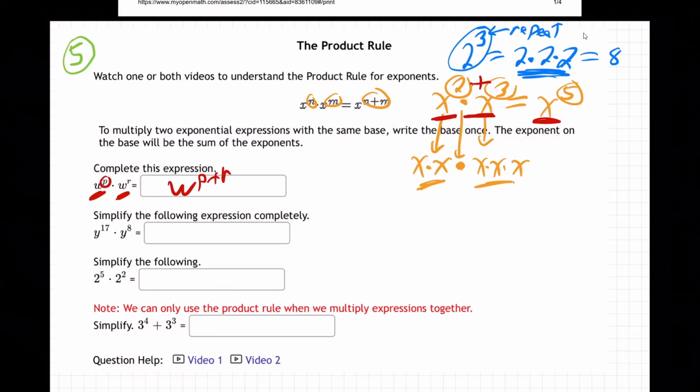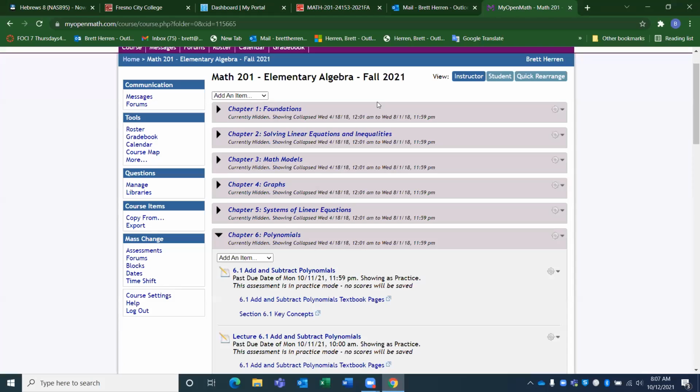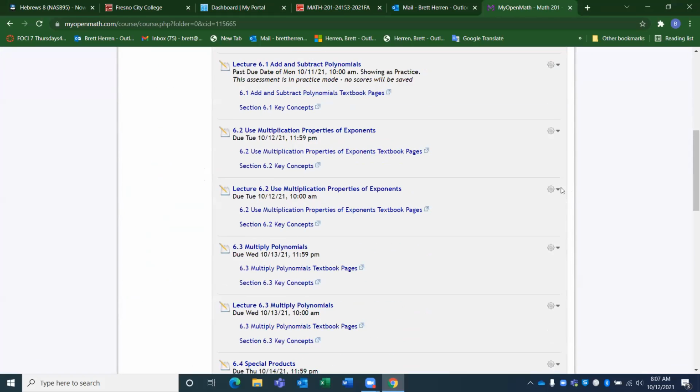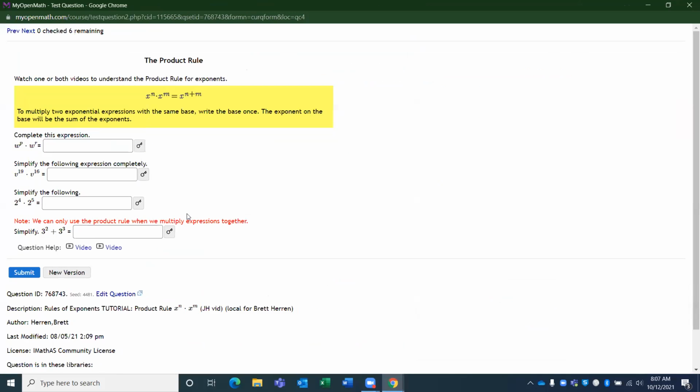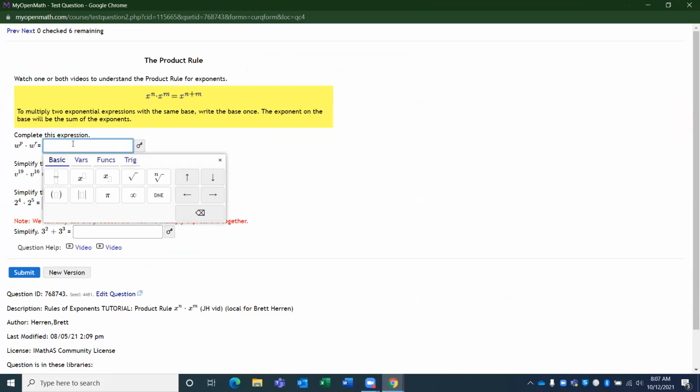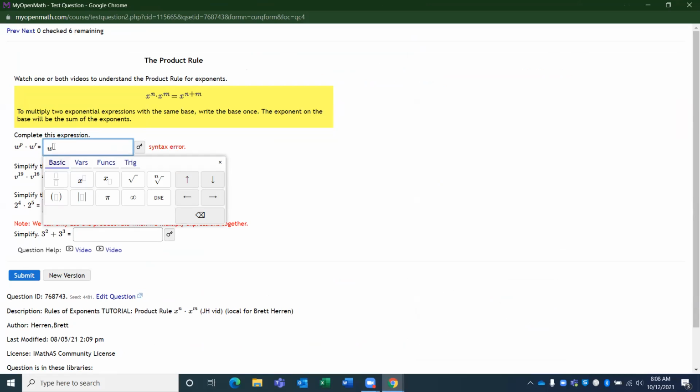Mr. Heron, can you also explain how to type it? Because I tried doing this yesterday and it didn't allow me. I couldn't figure out how. Let me share my screen and go to our class. 6.2, number 5. All right, there it is. When I click on the blank, see how it gives me this X to the blank? That's what we want to use. First you type W, then click that, and it puts you up in the power zone.